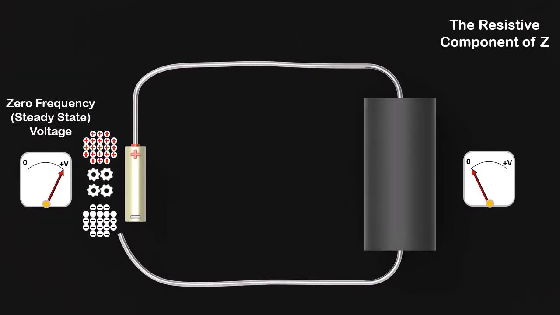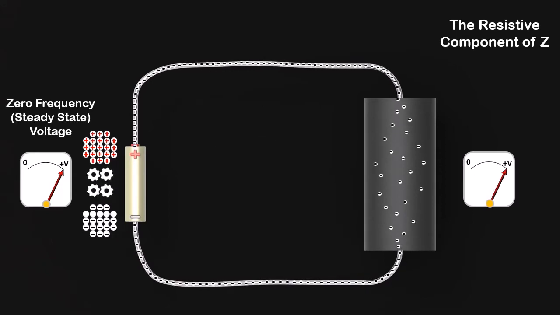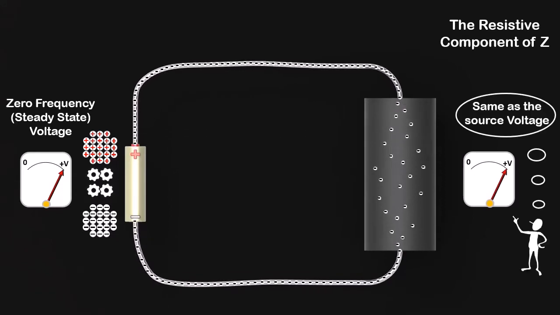That brings us to the resistor representing the resistive component of impedance. Let us assume the resistor shown has much more resistance than the conductive silver wire. When we connect the wire to the battery, a current flows and the source voltage builds on the resistor. And guess what? This does not change no matter what the frequency of the source voltage is.